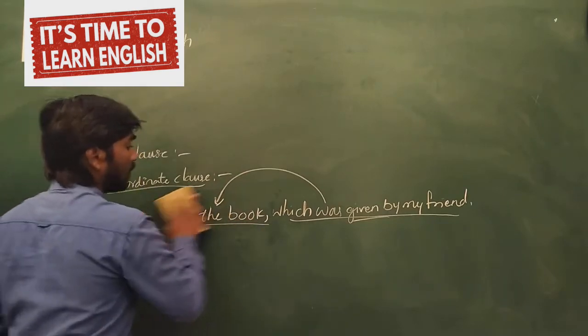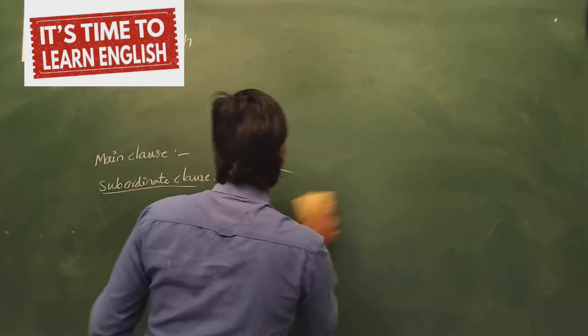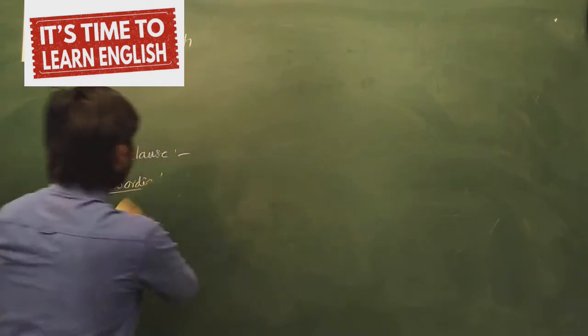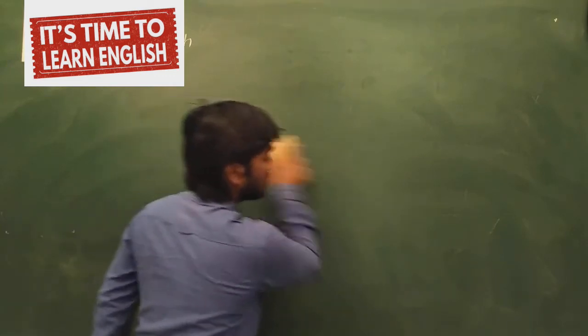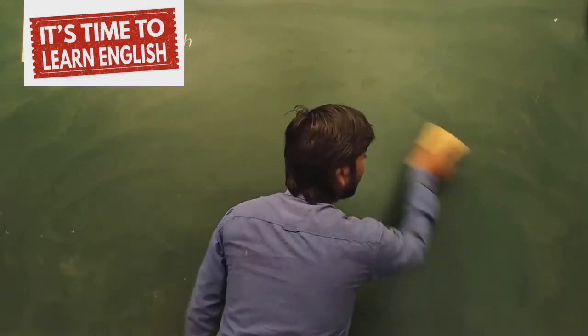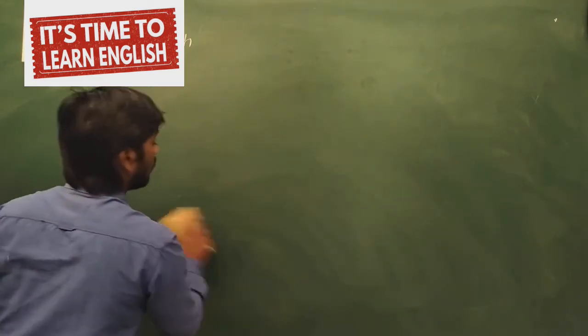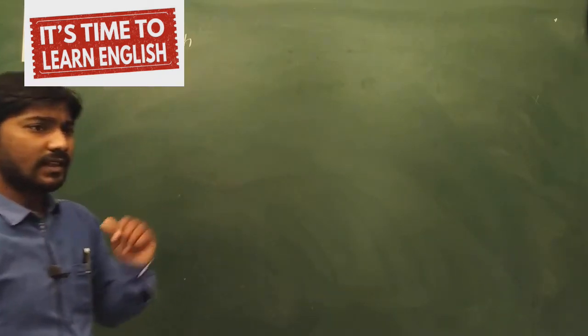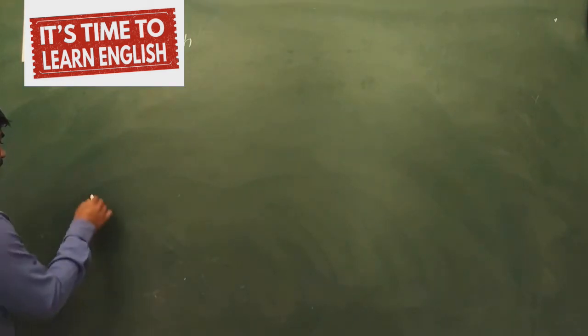Okay. Now let me write another example. So that is main clause and subordinate clause. We have many verb forms, especially to talk about the subordinate clause. Those words I will give you in table form, then you can understand clearly. Okay, now see.